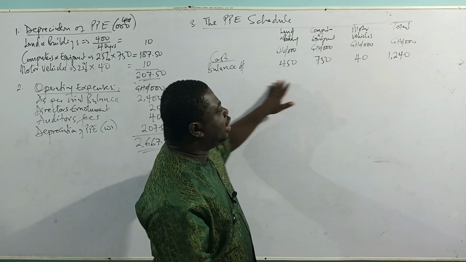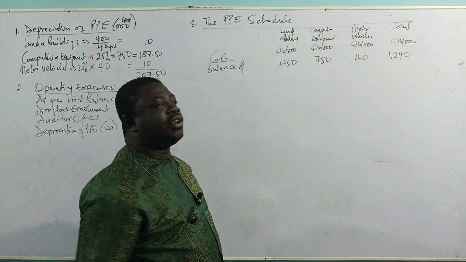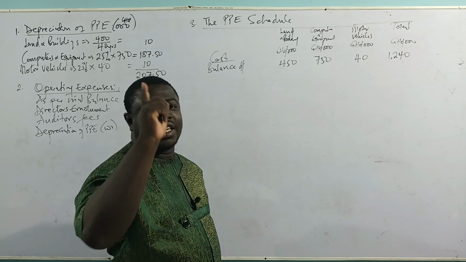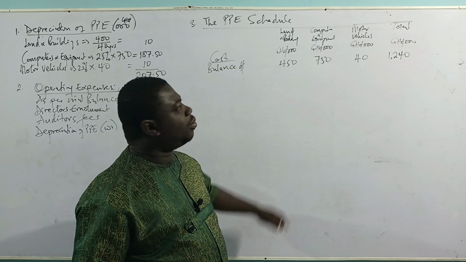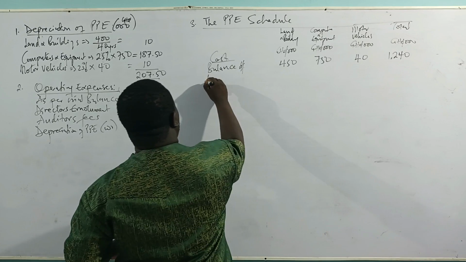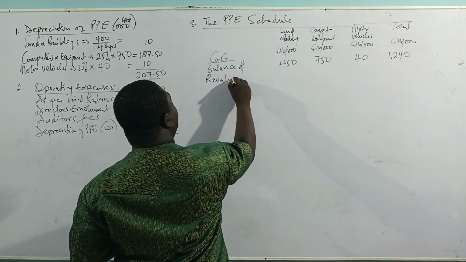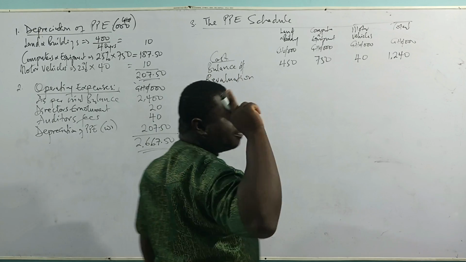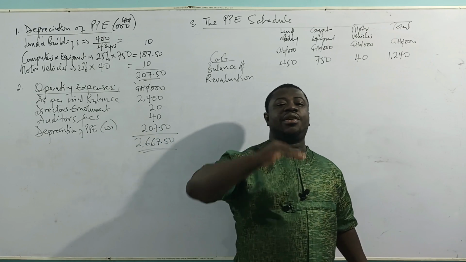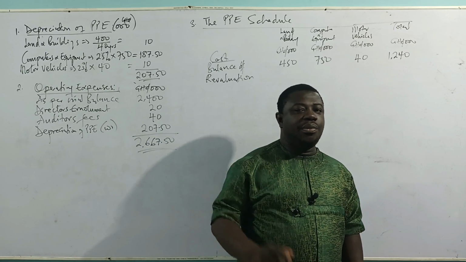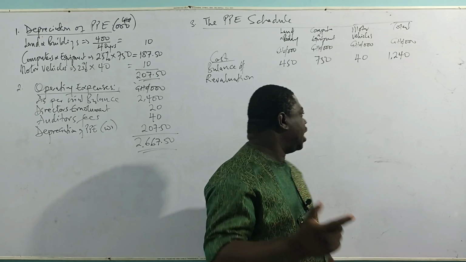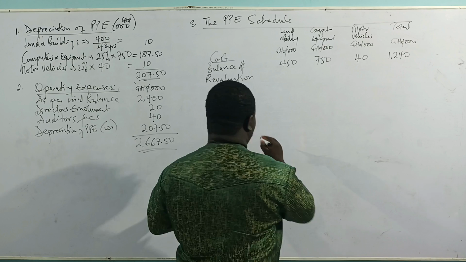Now, in this question, there was no mention of addition of any asset, neither was there a mention of disposal, so we are free. But there was a revaluation for one of them, which is the land and the building. And so we'll write revaluation. And when we did the revaluation, remember, you are only interested in the revaluation surplus. And when we calculated the revaluation surplus, it was 40. Let me show you how we got it.